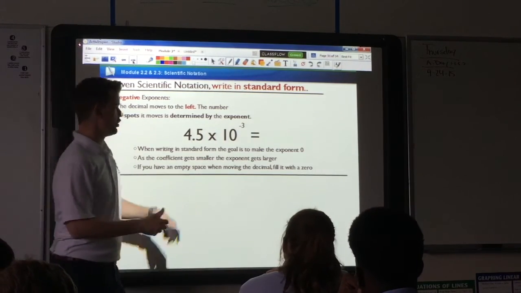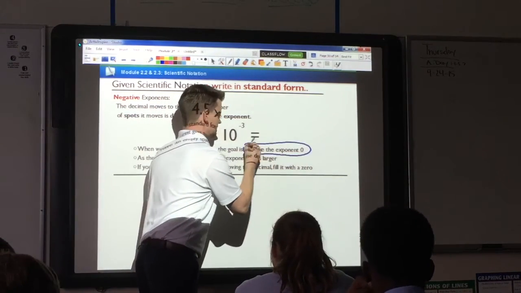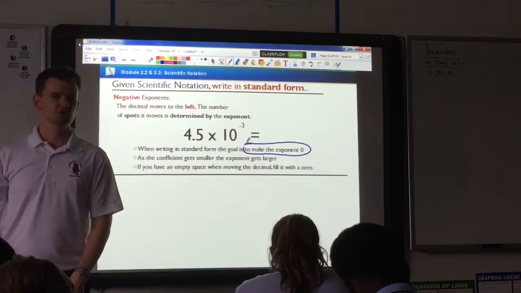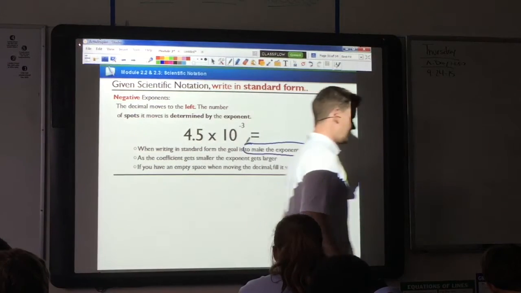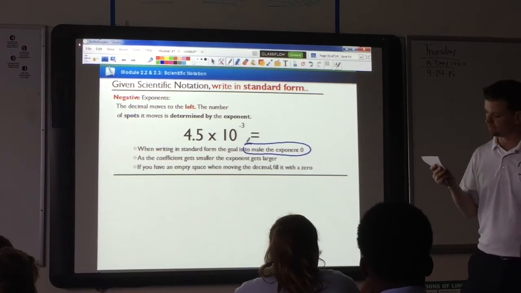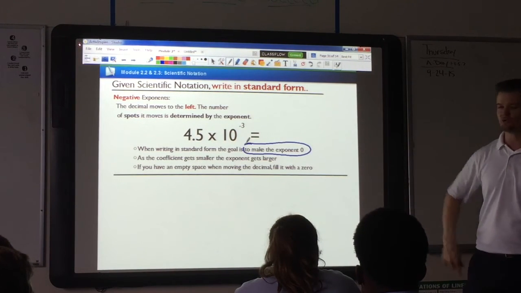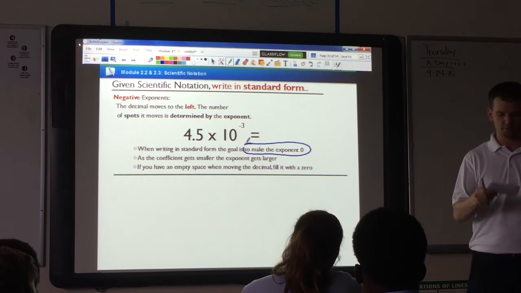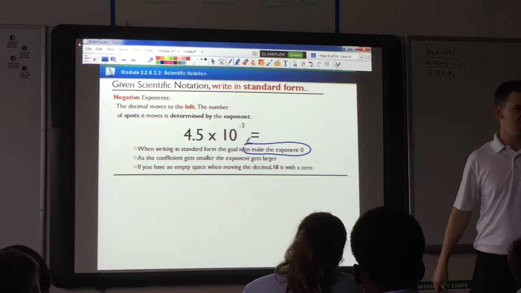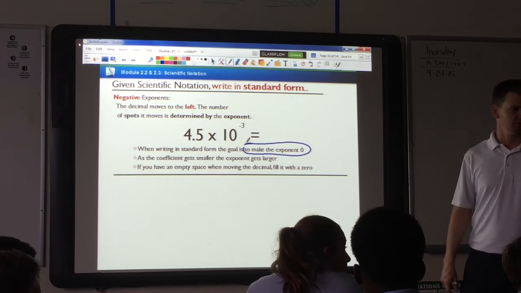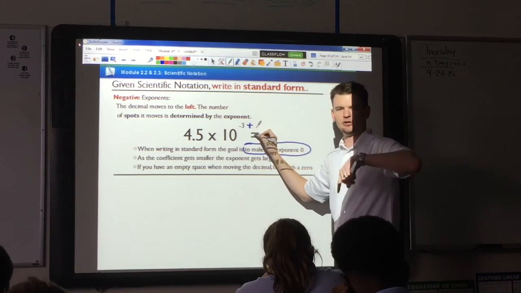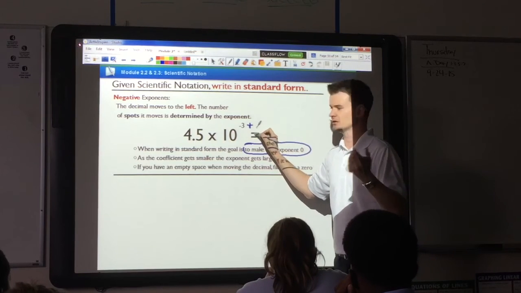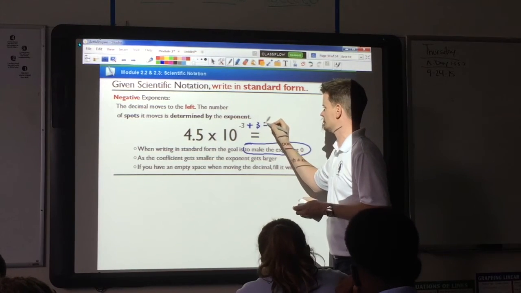Once again, the goal is to make the exponent into what? Zero. So we look at the exponent and ask, what can I do to negative 3 to turn it into a zero? Plus 3. I add 3. Negative 3 plus 3 equals zero. Good. So that's what I was supposed to do. That's going to equal zero.